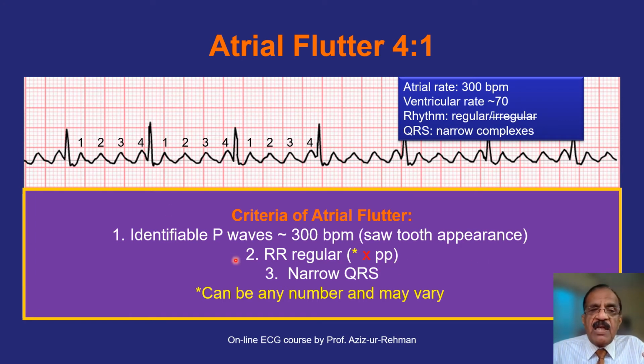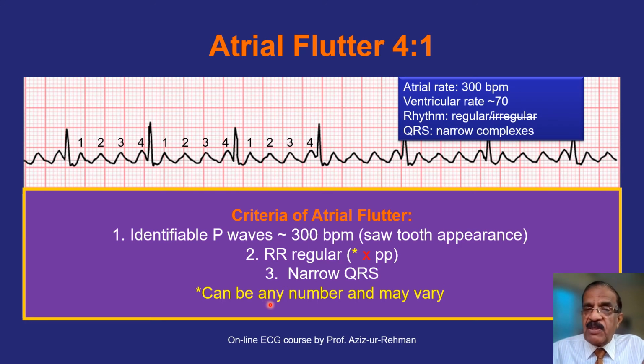And RR interval is regular. In this case, it is regular. Of course, if you have variable block, then it would be irregular. But in this case, it is regular. And RR is any integral multiple of X. What is X? X is the PP interval. So whatever the PP interval, because every fourth or fifth beat is allowed, you would have any number. For example, in this it would be 4. So RR interval is 4 times PP interval.